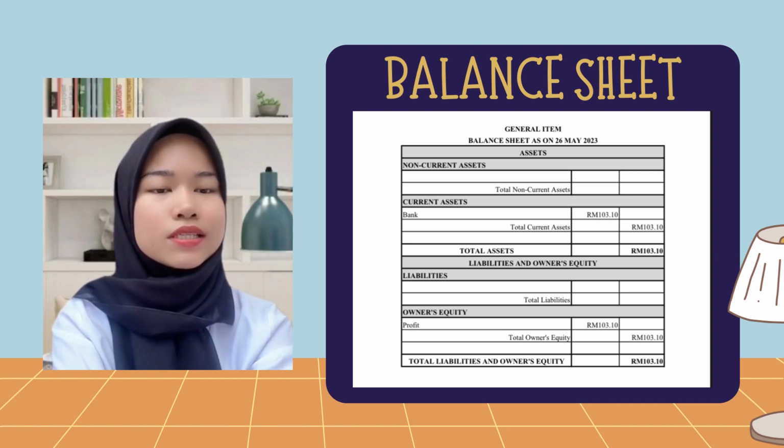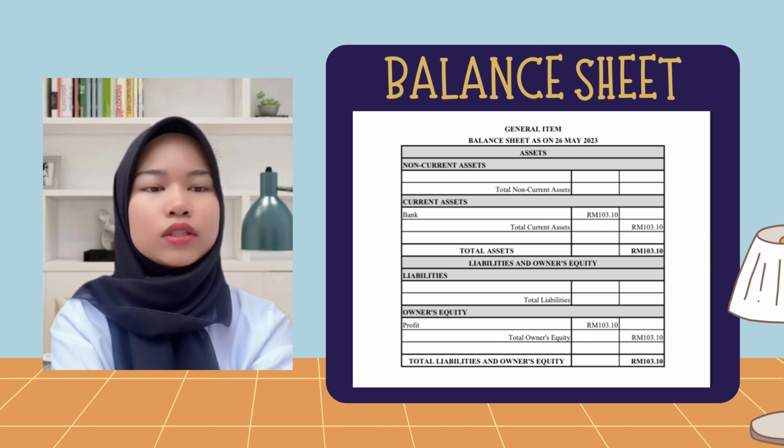So this is the balance sheet in the slide for our department, calculated on 26 May 2023. We don't have non-current assets. The current assets at bank is RM 103 and 10 cents. So total current assets is RM 103 and 10 cents. For liabilities and owner's equity, we do not have liabilities, but the total owner's equity is RM 103 and 10 cents. So the liabilities and assets tally.